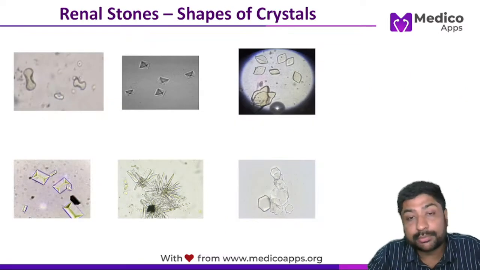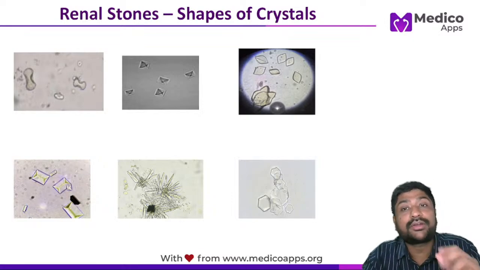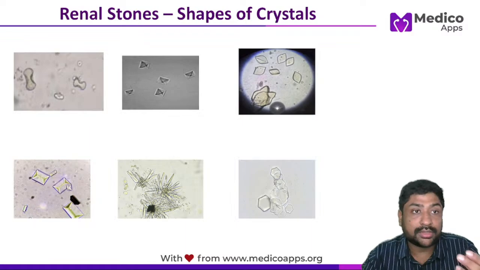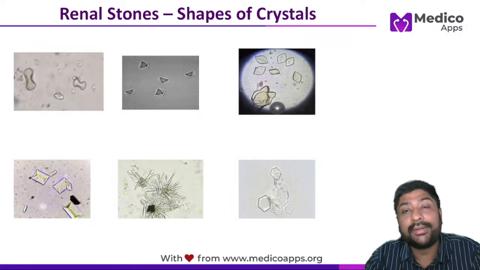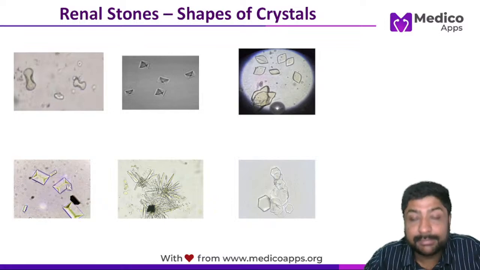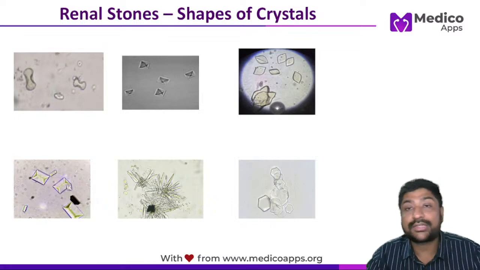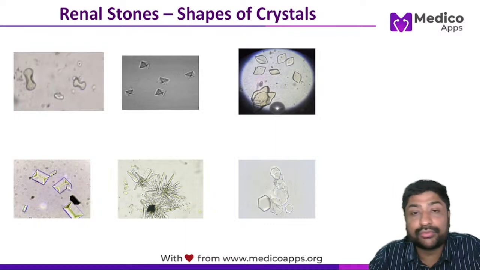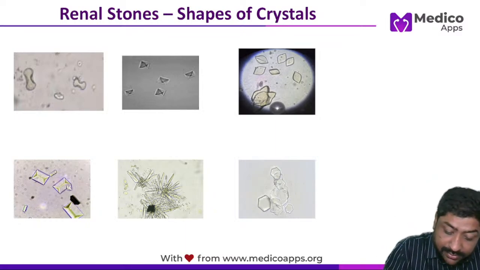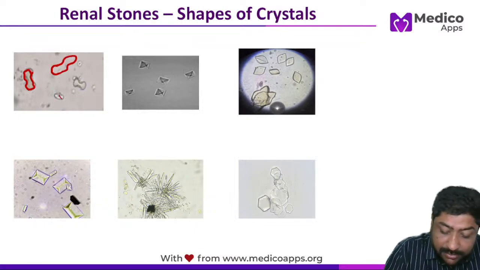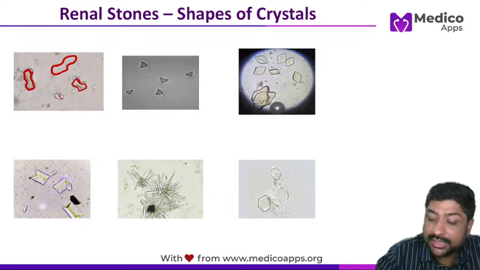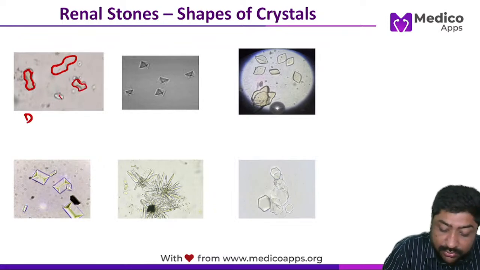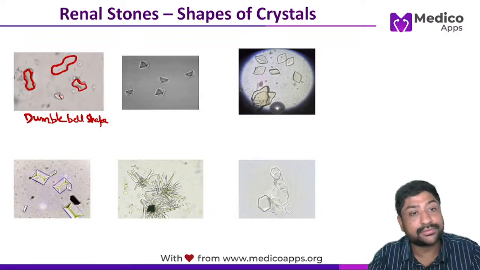So with this, let me take this opportunity to introduce the shape of the crystals. The crystals which come in your urine when you do a complete urine examination, and the shape of the crystal, may give you an idea as to what is the chemical composition of the stone in the kidney. So the first is, what is this shape? Can anyone tell me? Remember, this is your dumbbell shape. Let's get the shapes right, then we will see which shape is for what.